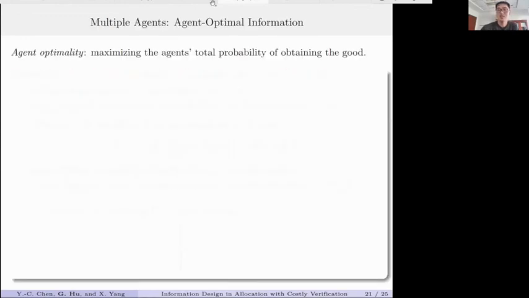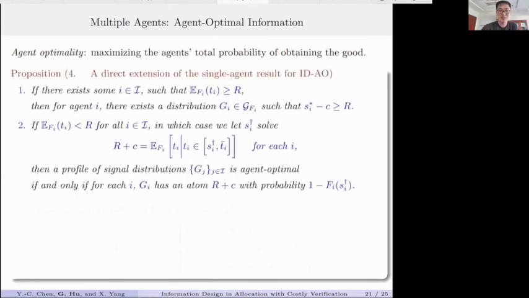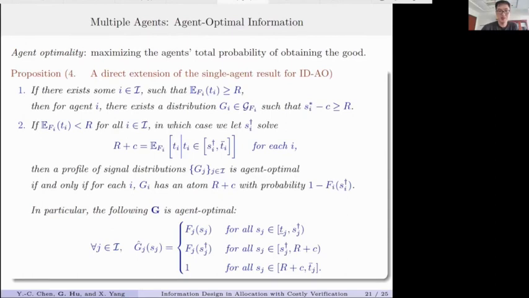And I'm running out of time. So for the multiple agent case, we just listed the result. For the agent optimal information design, the solution is very similar to the single agent one. By the way, in the multiple agent case, agent optimality means that the agent's total probability of obtaining the good is maximized. Okay? So this one is similar to the single agent case.